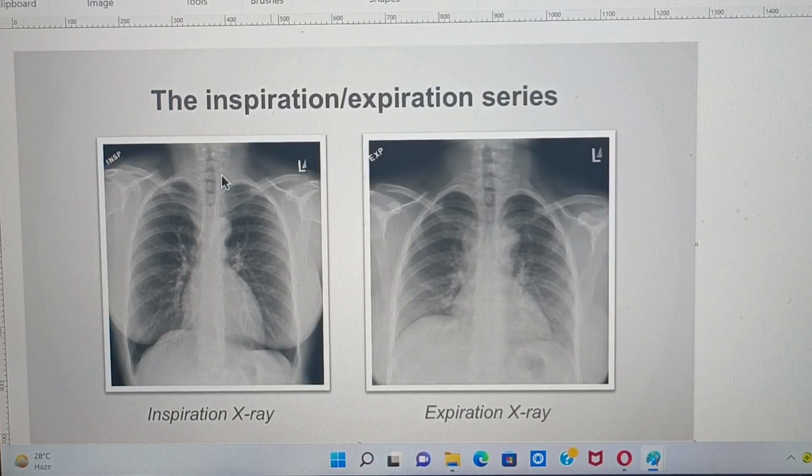Here you can check the two films, compare the inspiration and the expiration series. You can see here, in the case of the expiration, the lung is not properly inflated. So the visibility of the ribs, the counting of the ribs, the posterior end will be less than 8 to 10, and the anterior end will be less than 5 to 6.